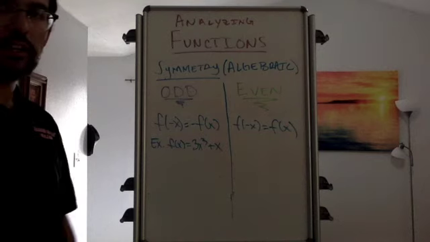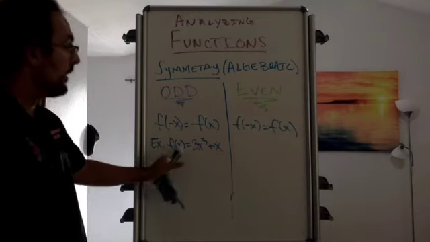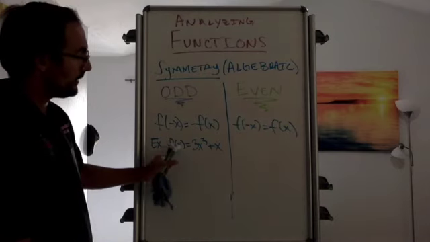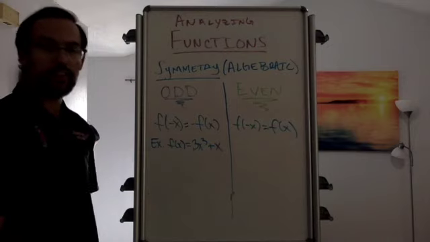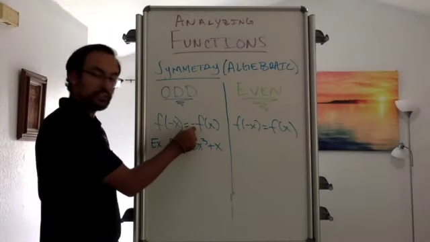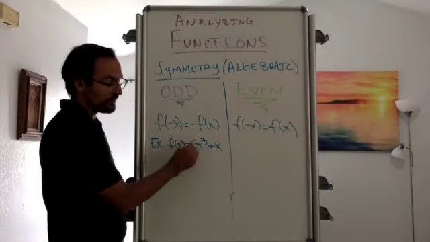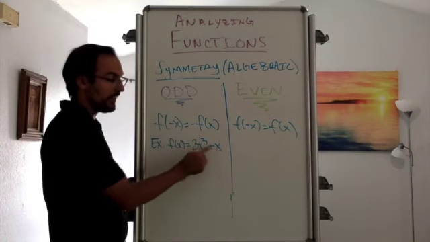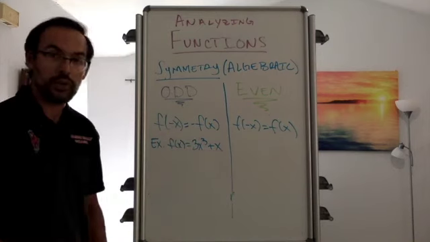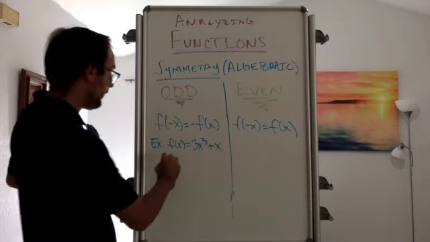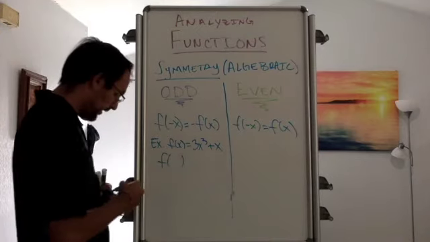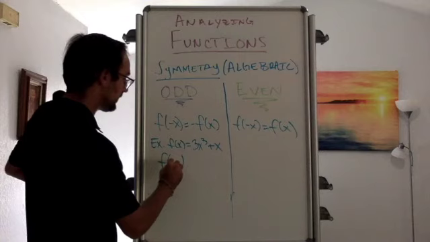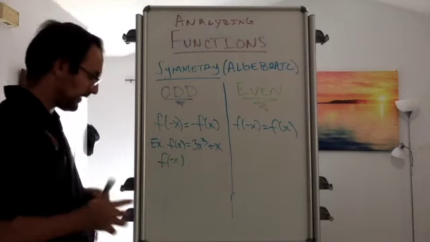So let's see what that looks like in the odd case. If I plug in a negative x into every single x here, and it looks like the same thing as my original function, just with the signs flipped, that's what this negative means, then I know I have an odd function. So let's go ahead and plug in a negative x everywhere we see an x.